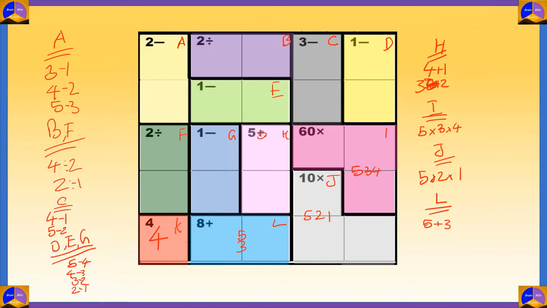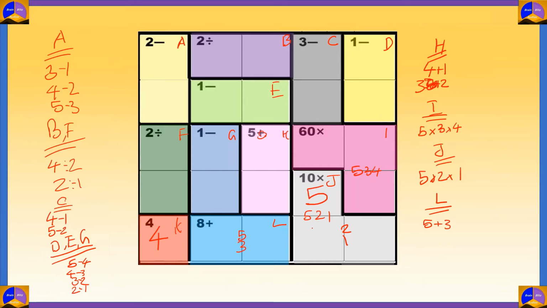Now, let's look at the same row. Now, 4 will come in cage K, 5 and 3 will come in cage L. So, the remaining numbers for this row would be 2 and 1, which would come over here. Now, if 2 and 1 will come over here, the remaining number is 5, which will go over here.